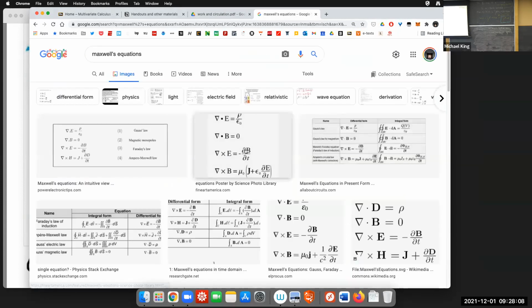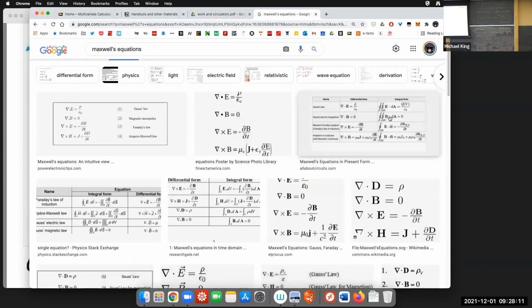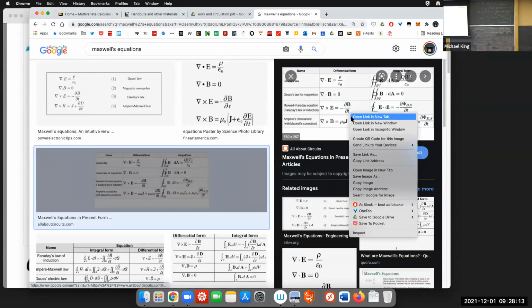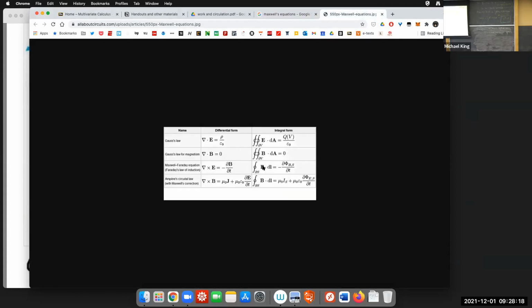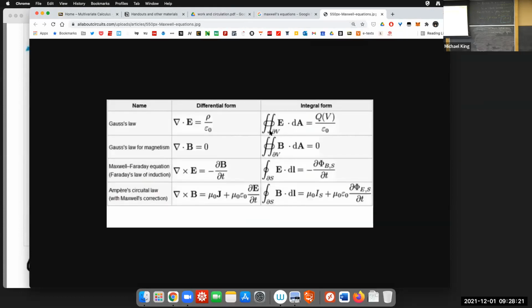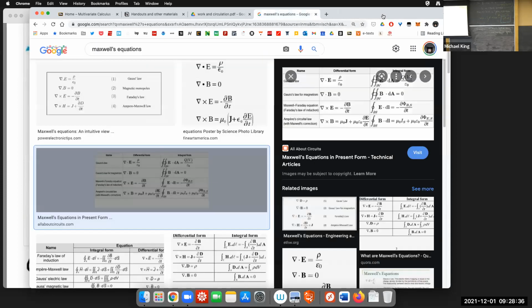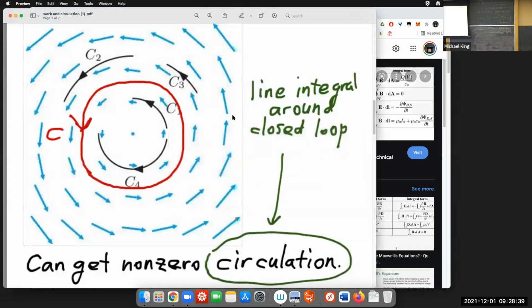Images. Well, this is the differential form. Yeah, but you'll see stuff like this. Like these integrals. This is an integral over a closed surface. So you'll see this kind of thing, and we'll talk about some of this later. But anyways, that stuff comes up a lot in applications, a lot of physics applications. Okay, so that's called the circulation.